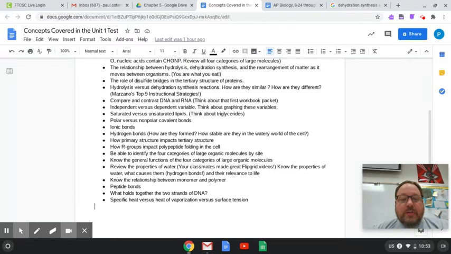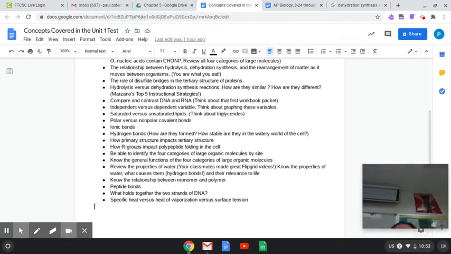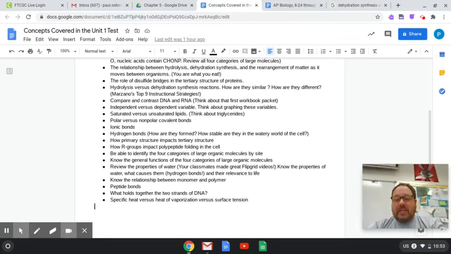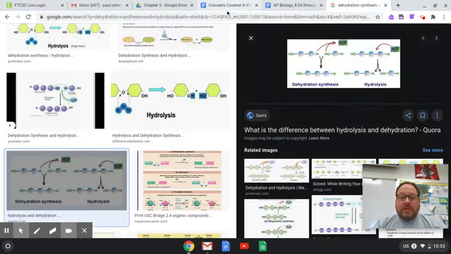Saturated versus unsaturated lipids. Saturated means it's all single bonds. It has straight tails and it packs in and forms solids at room temperature. Unsaturated lipids have double bonds, and those double bonds bend the tails and keep the molecules pushed apart so that they stay liquid at room temperature.